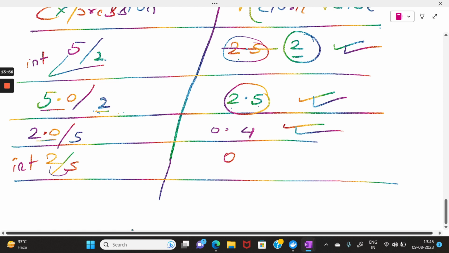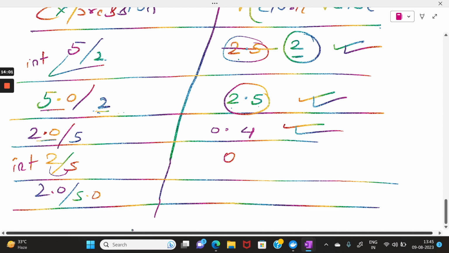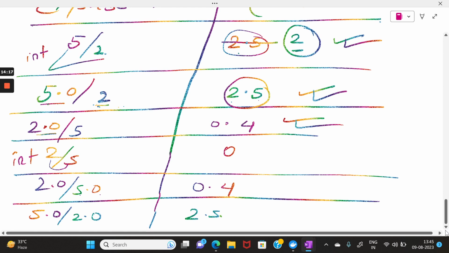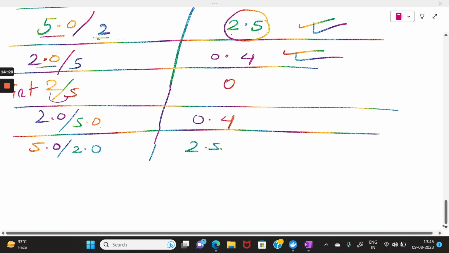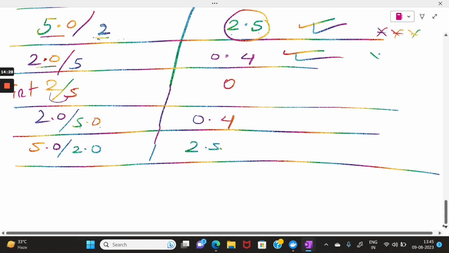Let's see, if it is 2.0 divided by 5.0, then obviously both of them are float, so the output will also be float, I mean the decimal. And then we have 5.0 upon 2.0. We all know both of them are float, so obviously the output will be a floating value only. So the thing to note is that if either of them is a float, the output will be a float. These are the important key points to note. We can just write it here as a note also.